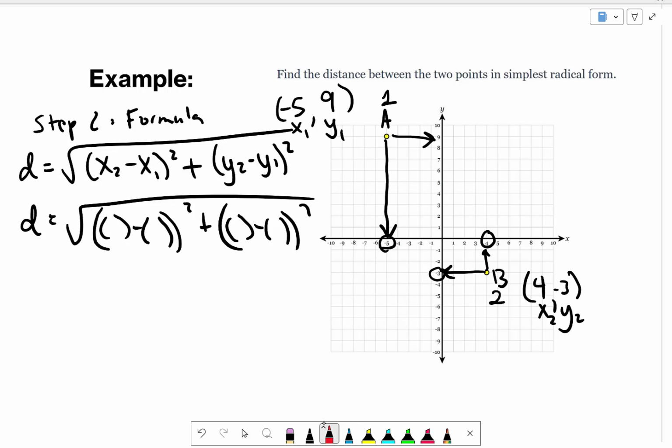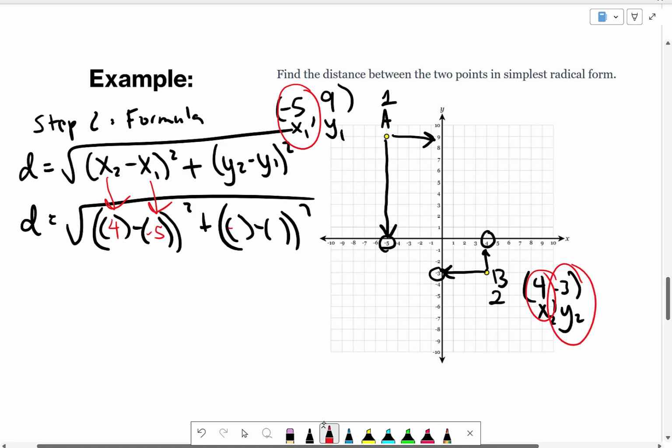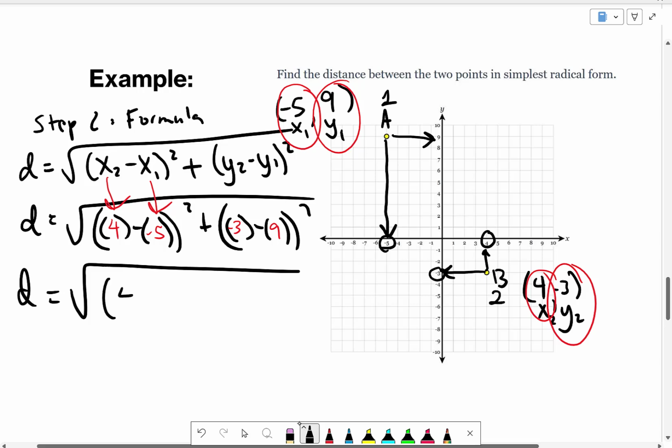Okay, now I'm going to do x2 is 4, x1 is -5, y2 is -3, and y1 is 9. So just like we practiced in the basics, we need to get rid of those parentheses. So here, minus and minus is plus, so we actually have 4 plus 5. Here we have -3 and -9.